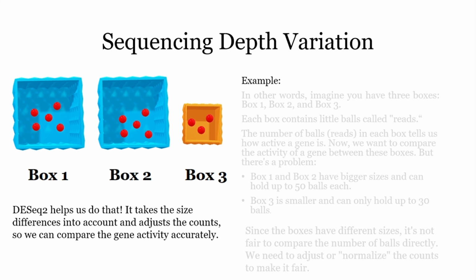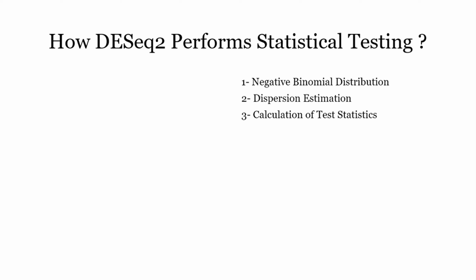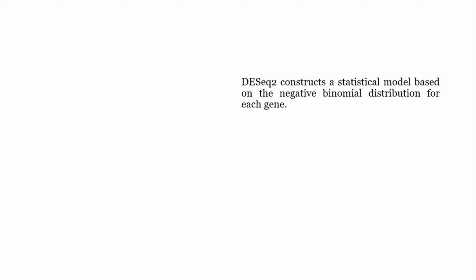DESeq2 helps us to do that. It takes the size differences into account and adjusts the counts, so we can compare the gene activity accurately. How DESeq2 performs statistical testing: negative binomial distribution, dispersion estimation, calculation of test statistics, statistical significance analysis. DESeq2 constructs a statistical model based on the negative binomial distribution for each gene.